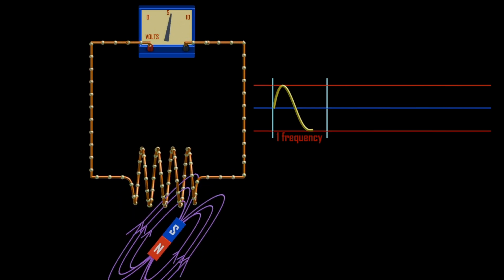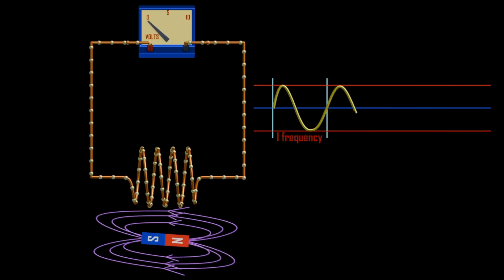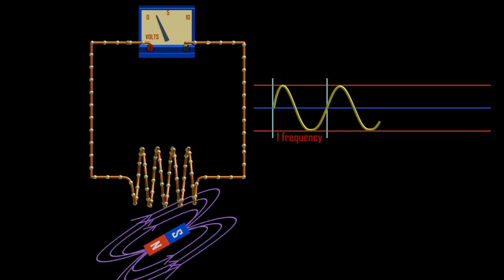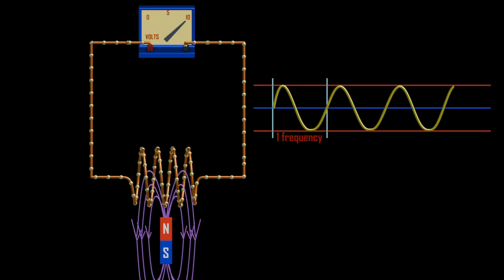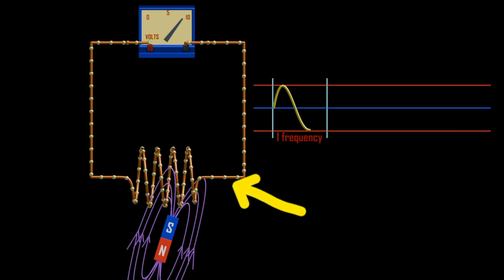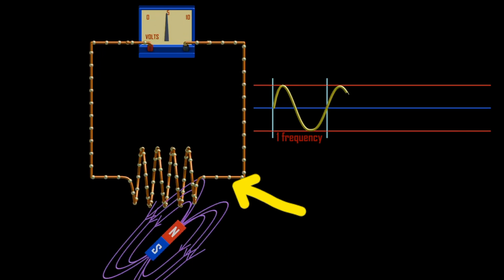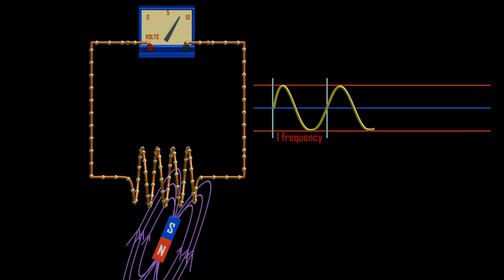Electrons exist in a conductor. If voltage is applied to the conductor, they will flow. Hence, they are responsible for the current flow. Let's assume these spheres are electrons. When a magnetic field cuts the conductor, they move through the conductor.